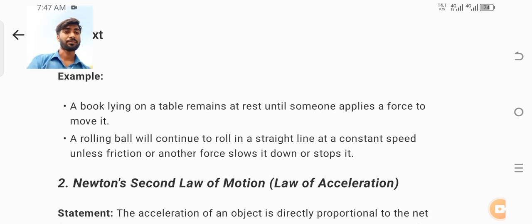Example one: a book lying on the table remains at rest until someone applies a force to move it. Example two: a rolling ball will continue to roll in a straight line at a constant speed unless friction or another force slows it down or stops it.